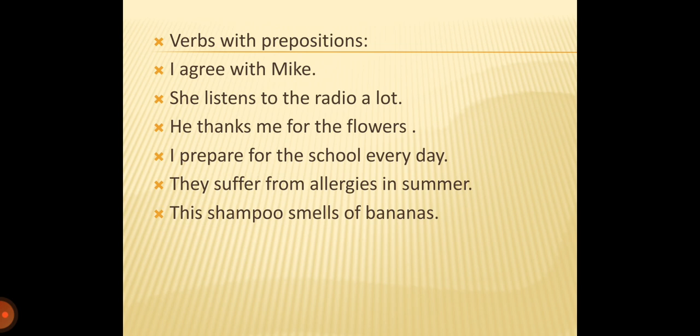Now we have verbs with prepositions. Sometimes we get verbs within the sentences, but they are not alone. We add additional words or articles or prepositions to them. Here we have verbs with prepositions like agree with, listen to, thanks for, prepare for, suffer from, smell of. Pay attention, when we add prepositions to these verbs, the meaning of the verb stays the same, without any difference.